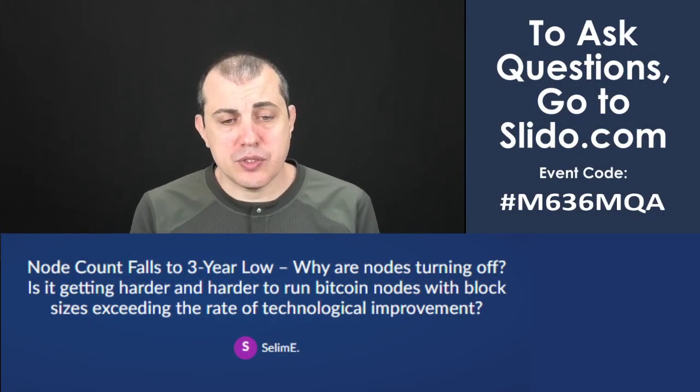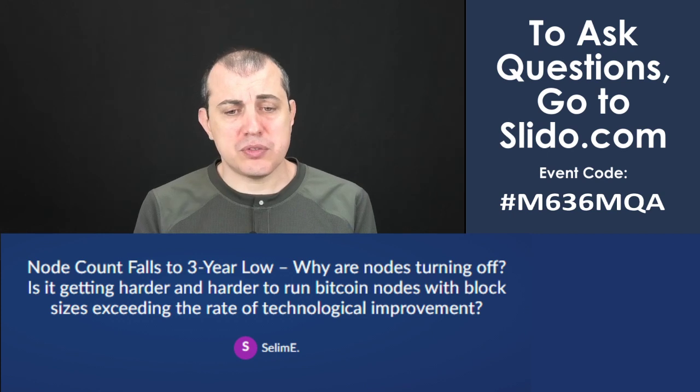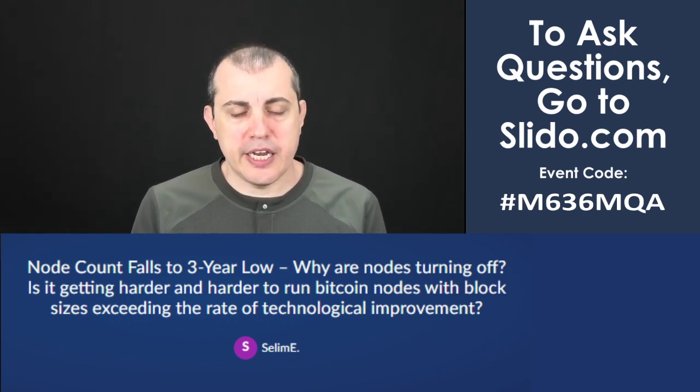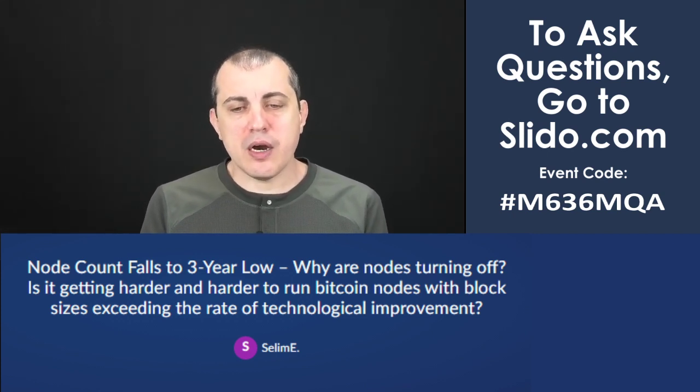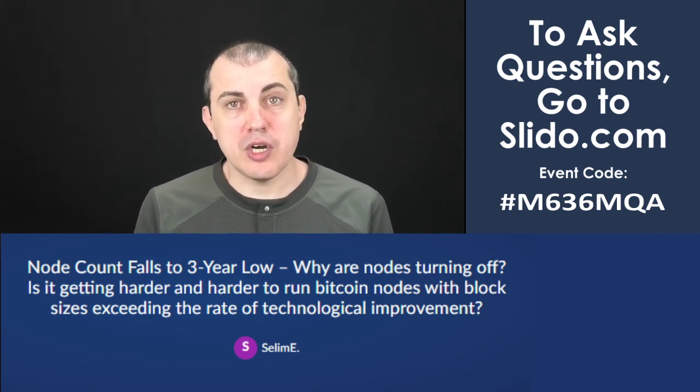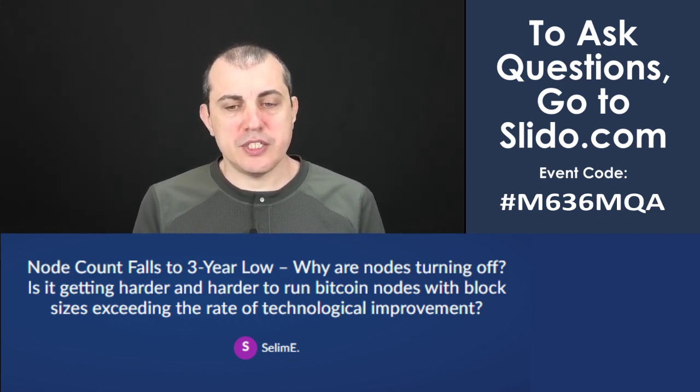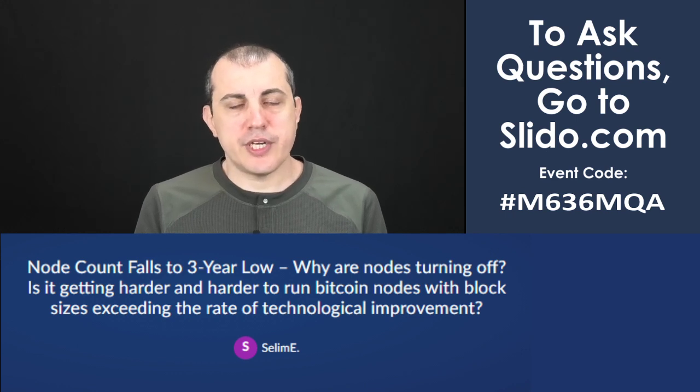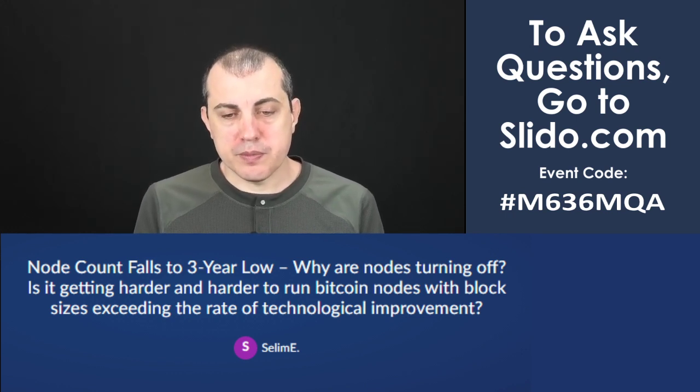And we're back. Let's see what our next question is going to be. Salim asks, node counts fall to 3-year low. This is from a headline in CoinDesk. Why are nodes turning off? Is it getting harder and harder to run Bitcoin nodes with block sizes exceeding the rate of technological improvement?